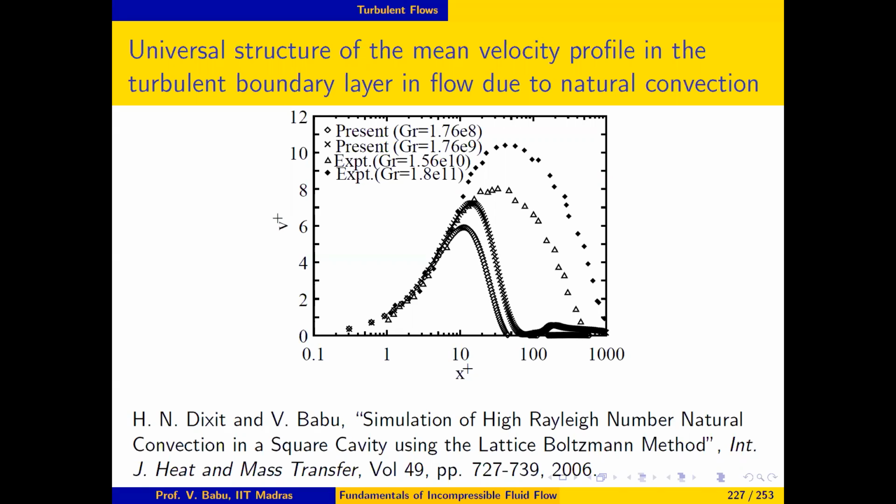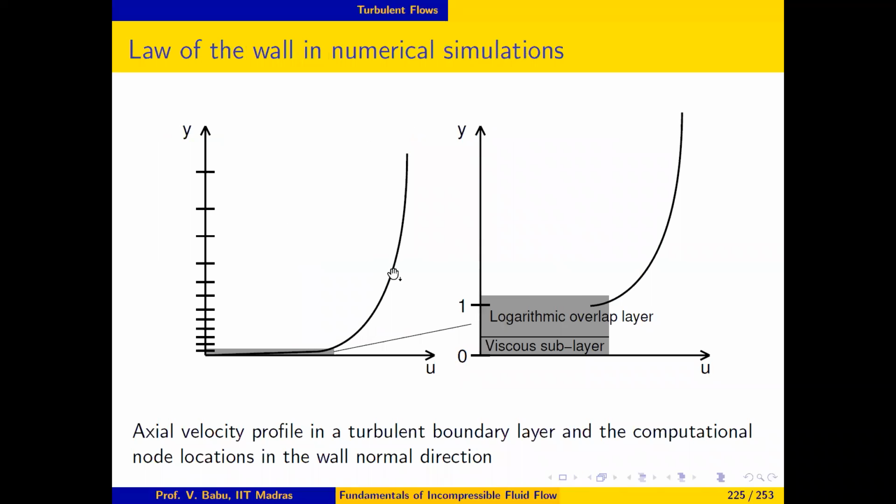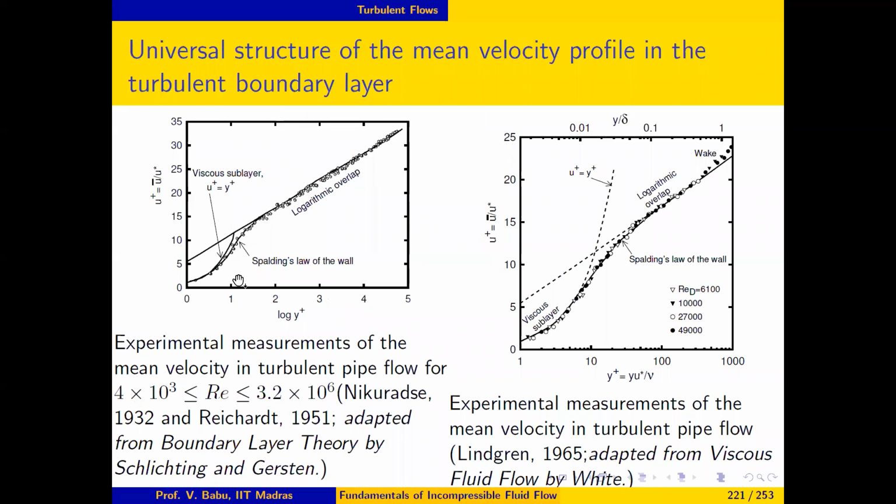Before we move on to the next lecture on turbulent internal flows, let's take a quick look at a sidebar, which is of relevance and interest to us. In the previous lectures, it was shown that for turbulent boundary layers, both in external flows as well as internal flows, there was a universal structure in the form of a viscous sublayer and then a logarithmic overlap layer.